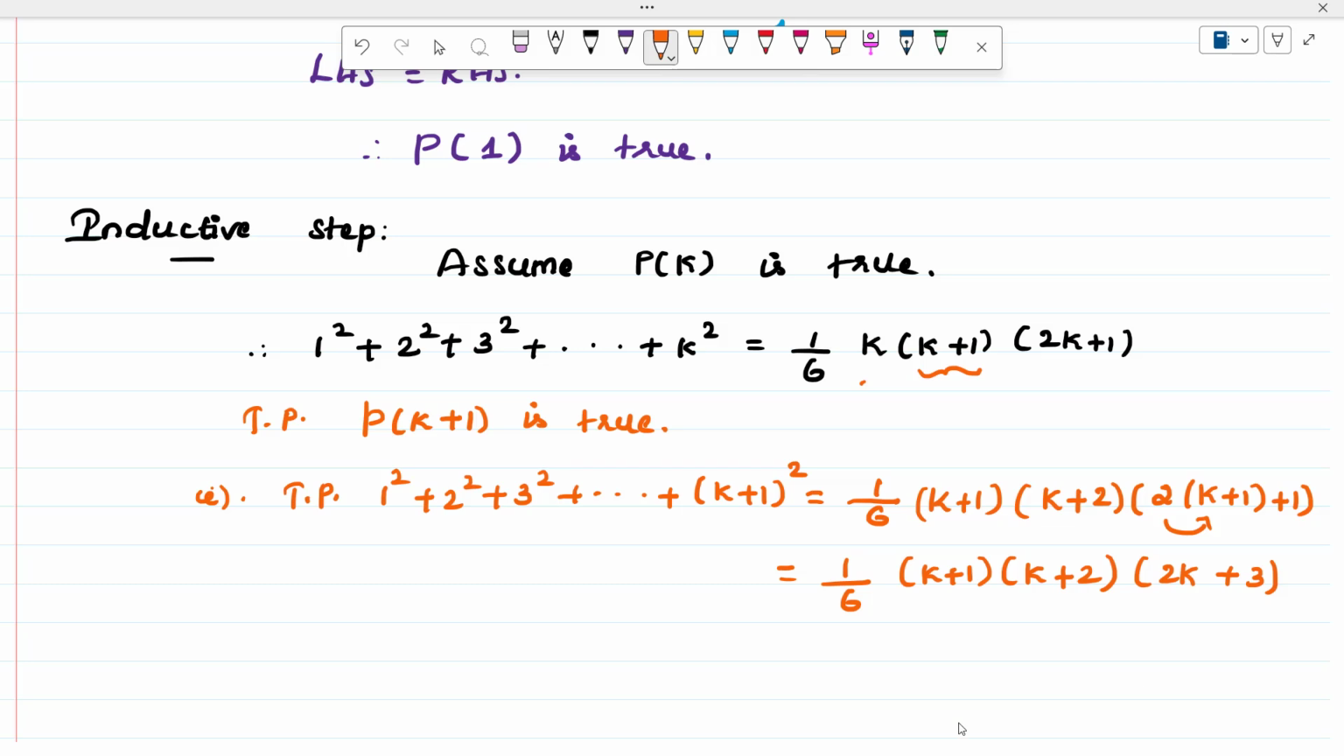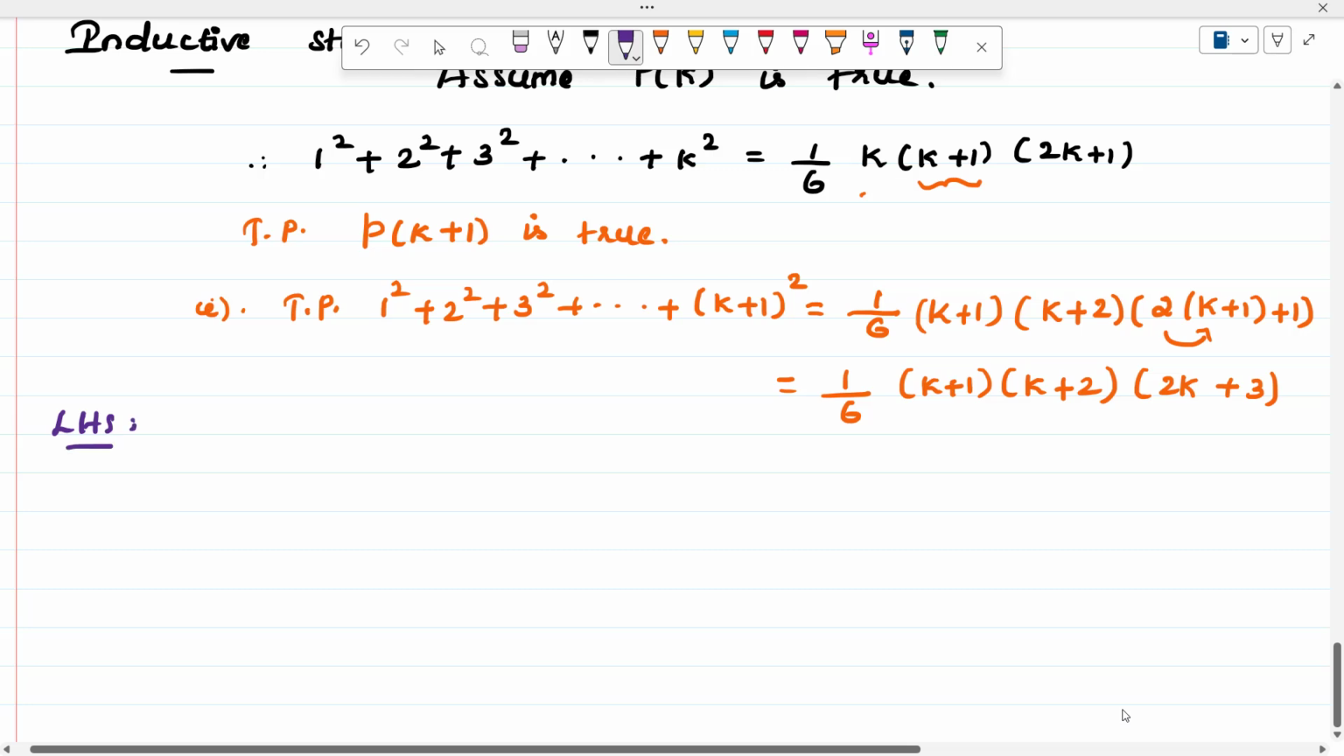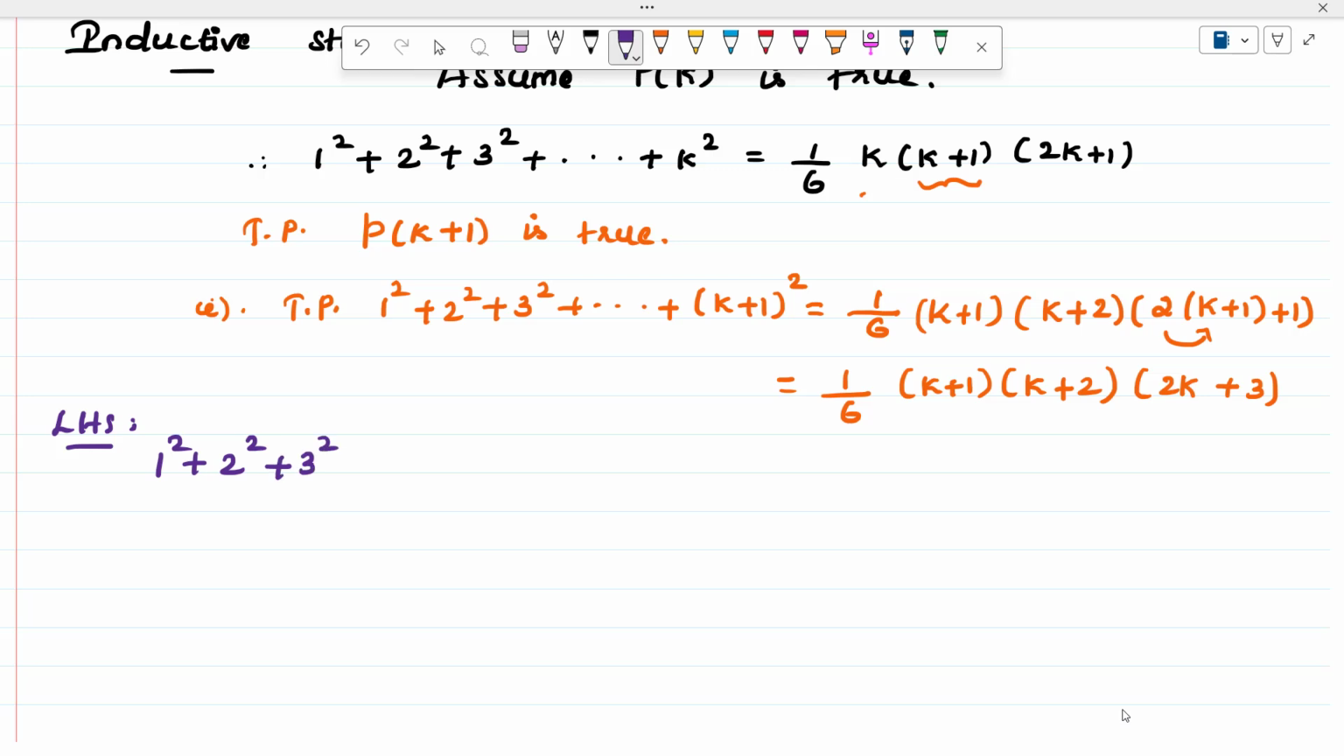Therefore LHS is 1² + 2² + 3² + ... up to (k + 1)², that is the (k + 1)th term. Before writing the (k + 1)th term, you have to write the kth term, that is k² + (k + 1)². Why we are writing k² is because we know the value, P(k) is true, as we assumed. Therefore up to the kth term we can replace that value. That's why we are writing the kth term first, then the (k + 1)th term.